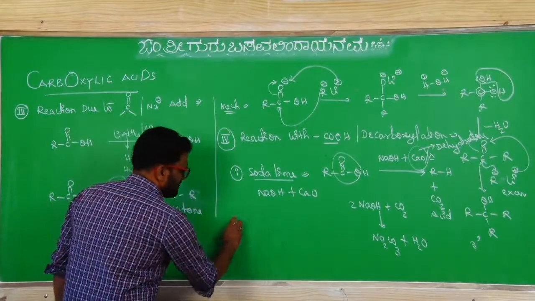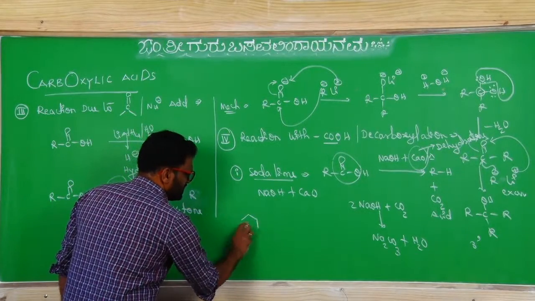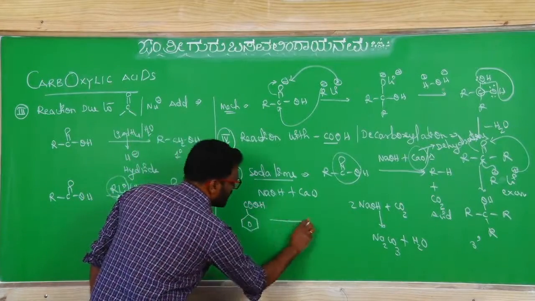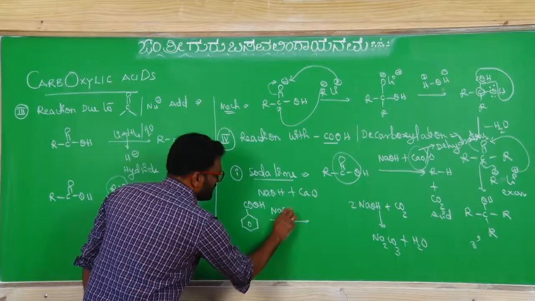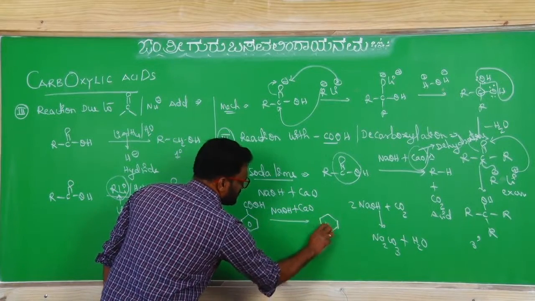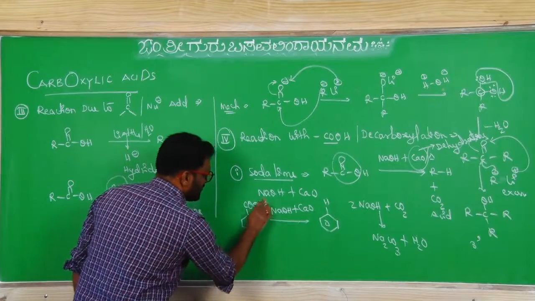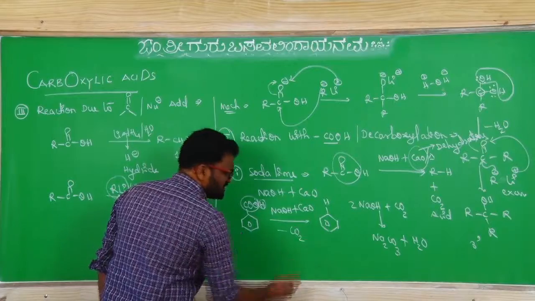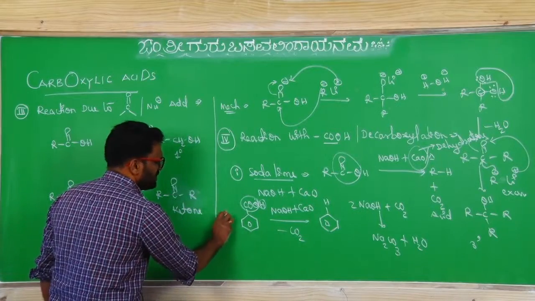The best known example is the preparation of benzene. When benzoic acid is treated with soda lime, you will get benzene. The H will combine here, carbon dioxide will be eliminated, and you will get benzene. This is the best known reaction.